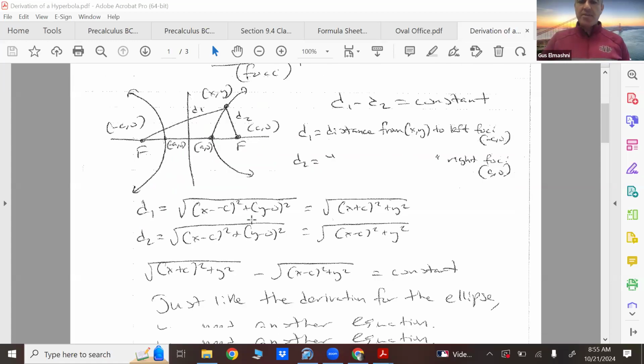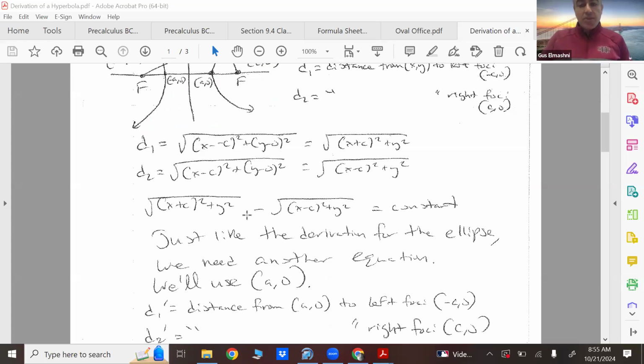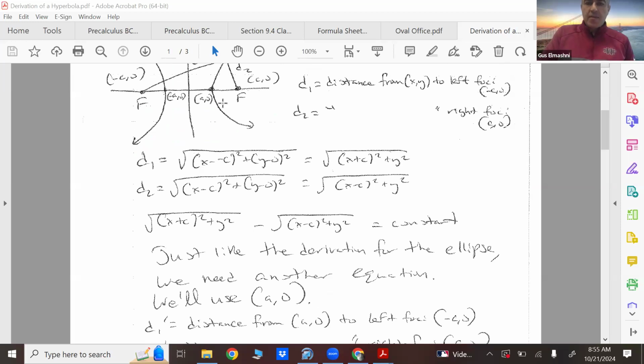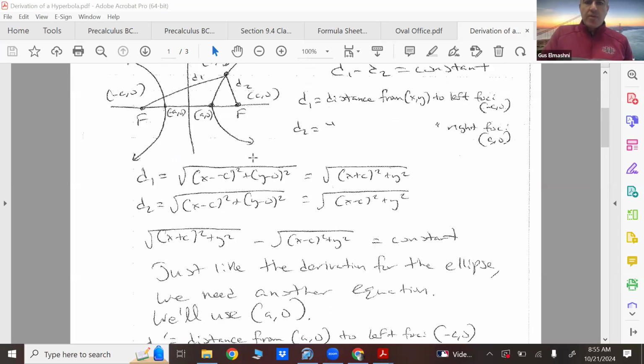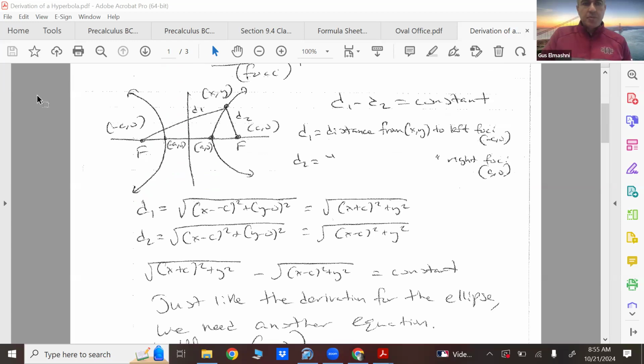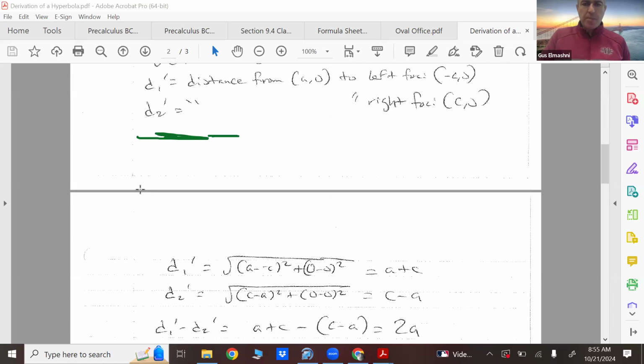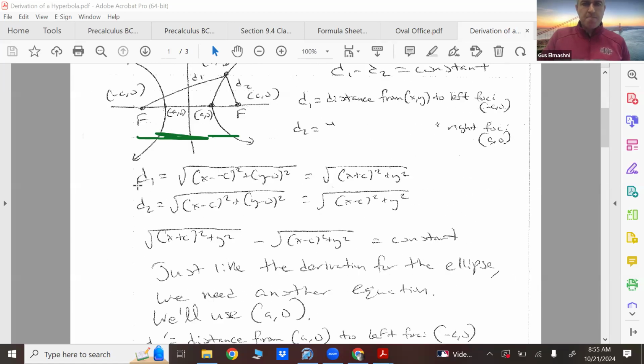So you have these two distances, and when you subtract them, the result has to be a constant. Just like the derivation for the ellipse, we need another equation. We'll use a comma 0. So if I try to find what this distance is and what that distance is, I should use some different colors, obviously. Well, it's pretty obvious that the one will be, I think, 2a plus c. No, sorry, a plus c.